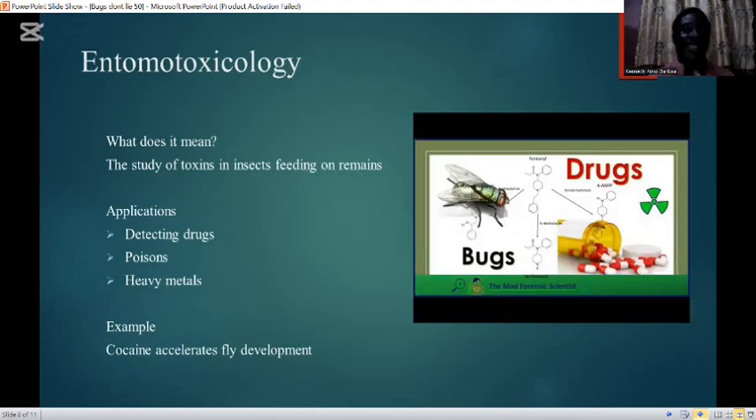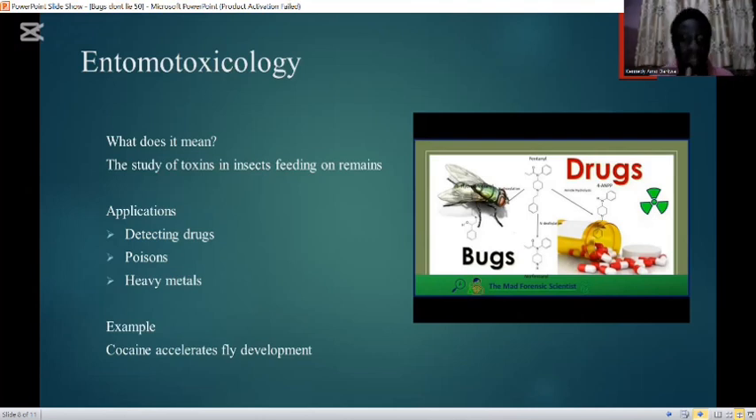Entomotoxicology. This is a subfield of forensic entomology that focuses on the study of toxins in insects feeding on the remains. Yes, it helps determine if the deceased, or the dead body, was exposed to drugs, poison, or heavy metals.